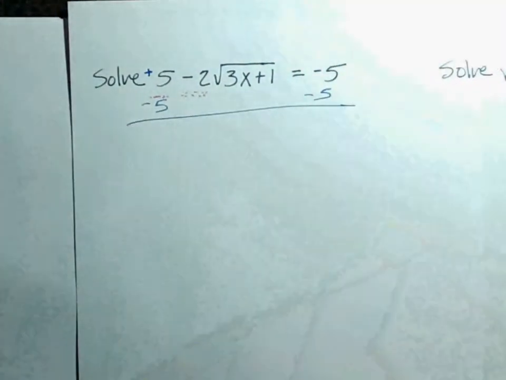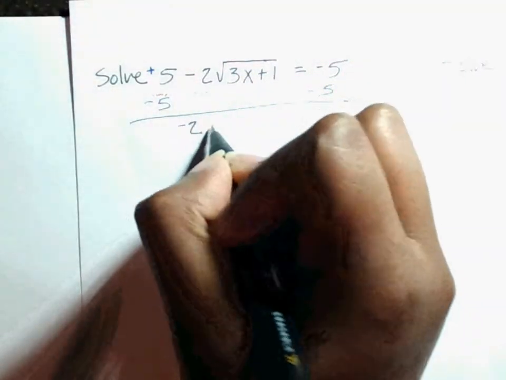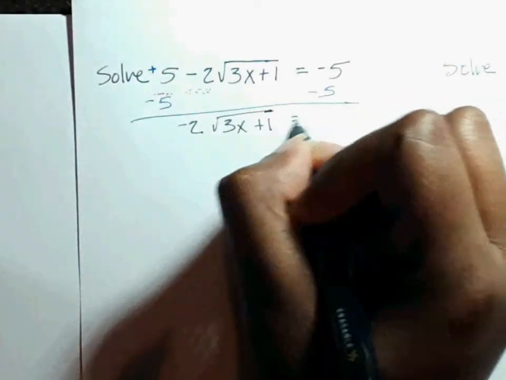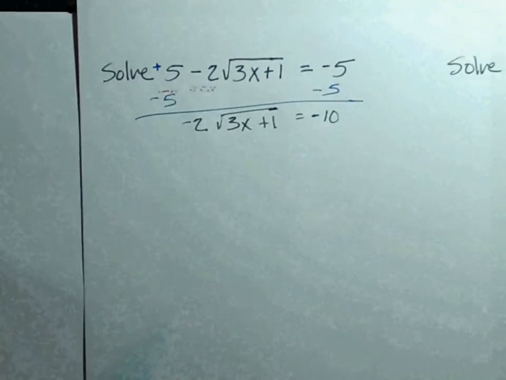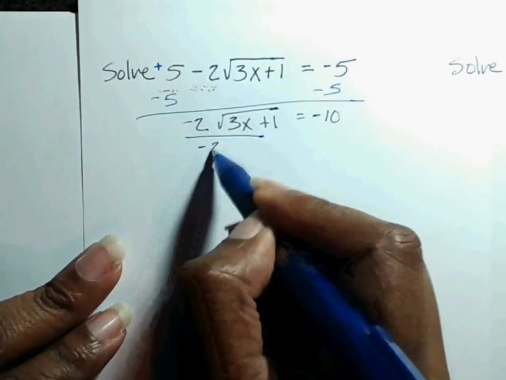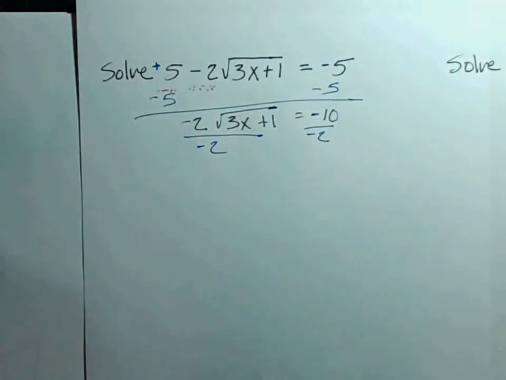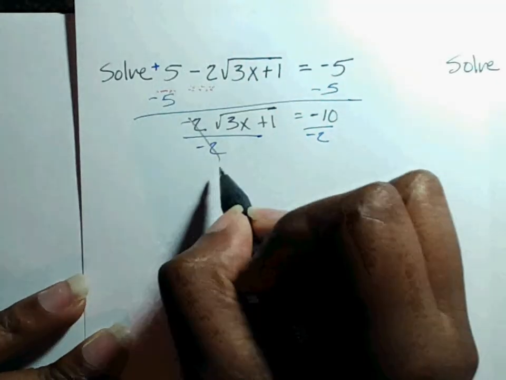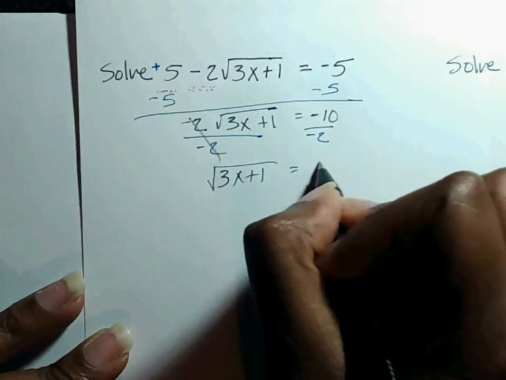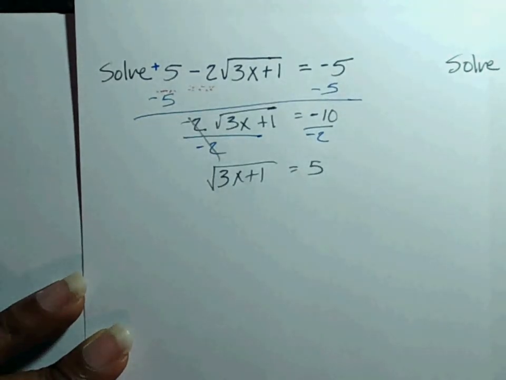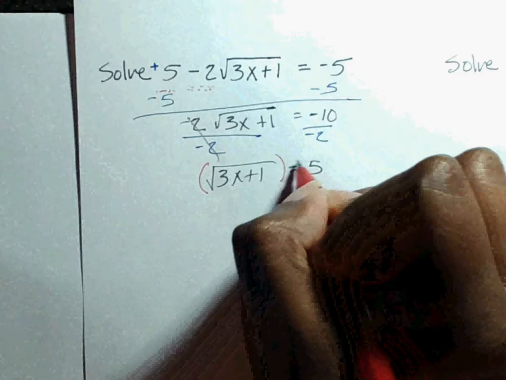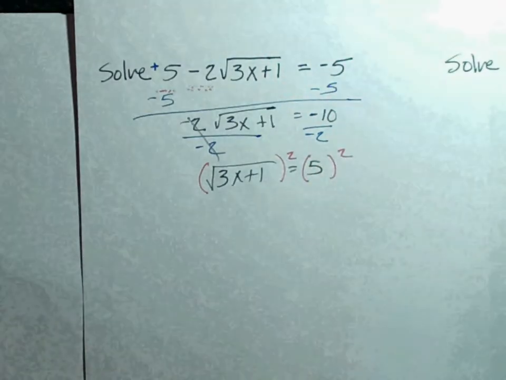When you subtract 5 from both sides, you get -2 square root of 3x plus 1 equaling what seems to be -10. Okay, got to get rid of that negative 2. It's negative 2 times the radical, so I'm going to divide by negative 2 on both sides. Toodles. I'm going to have the square root of 3x plus 1 equaling what seems to be 5. Now I have the radical by itself. Since I have the radical by itself, I can square both sides.